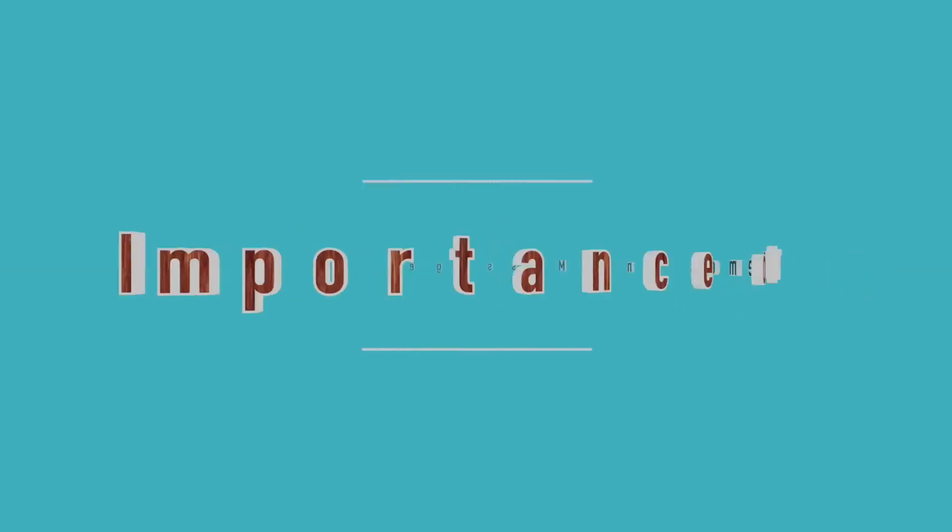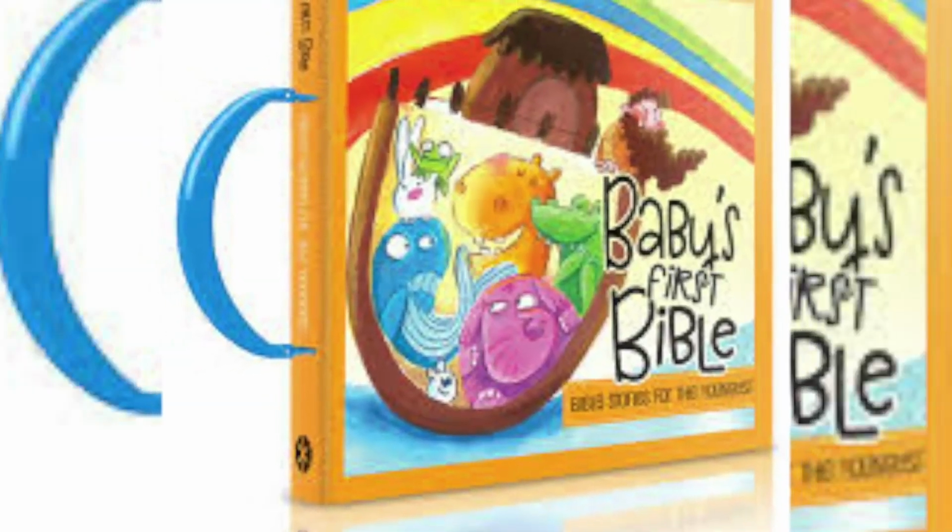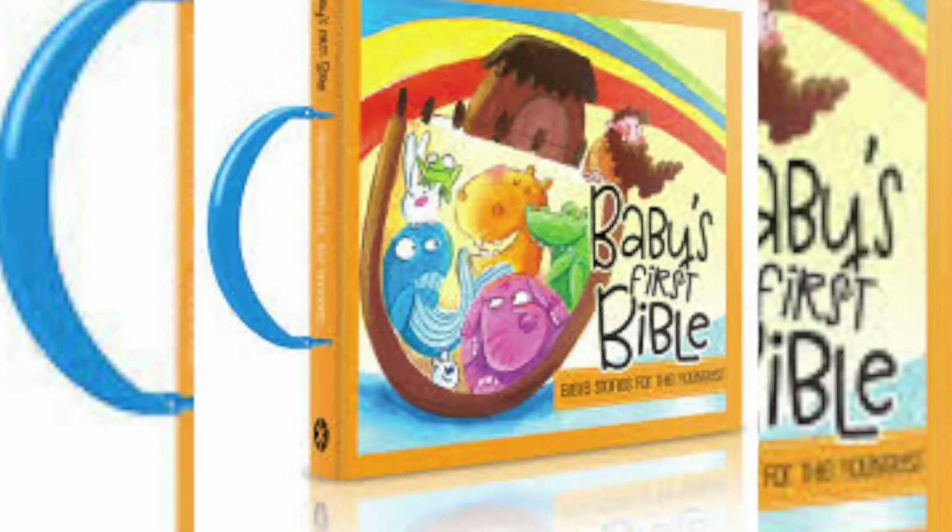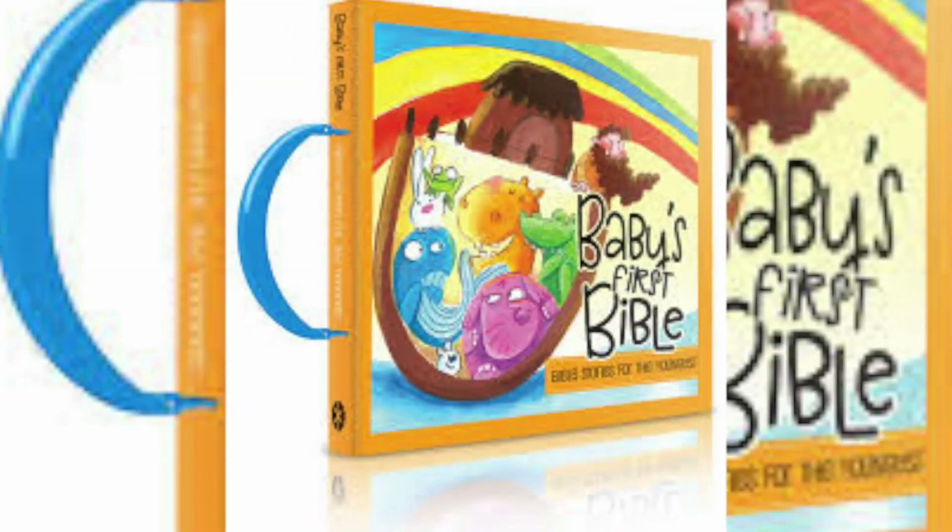The importance of themes and messages. While children's literature should be entertaining, it often imparts valuable lessons. However, the message should emerge naturally rather than feel forced or overly moralistic.